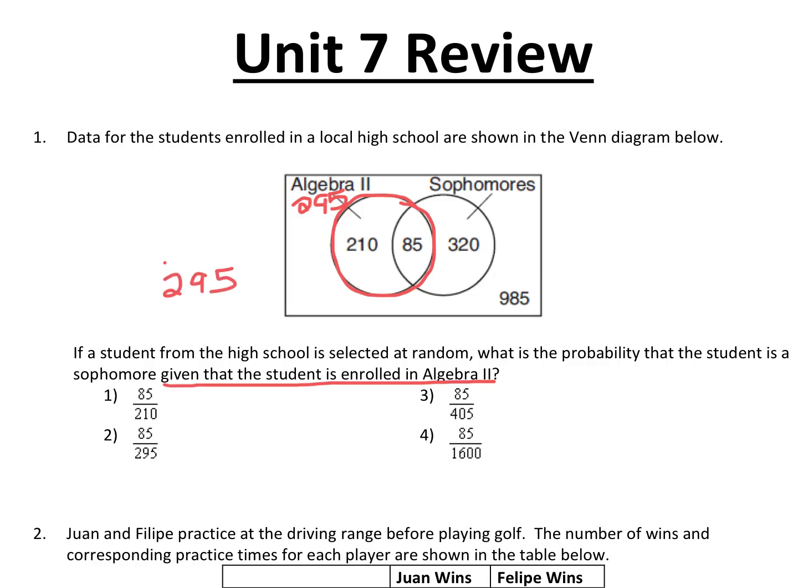Now, out of those 295 people, now we look before the word given. Okay, so now we look at sophomores. So how many people within this circle are sophomores? 85. Okay, these 85 people right here are the sophomores. So 85 over 295. Choice 2.